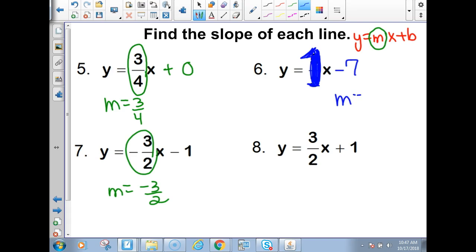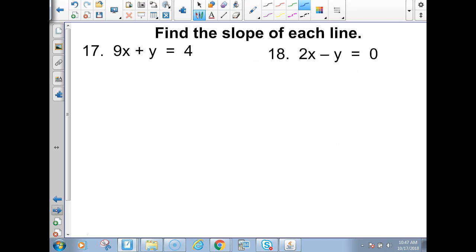So m is 1. Slope is 1. That would be up 1, right 1. I think 8's the same, 3/2 for the slope. All right, so we quickly identify the slope, and then I'm going to show you in a little bit how to graph the lines that would make these equations.